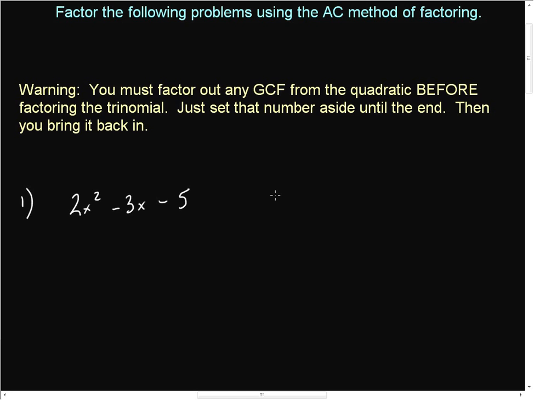And now as the warning, you've got to factor out any greatest common factor from the quadratic before you begin to factor using this AC method. If you don't, it'll fail. And I'm going to show you that in the third example.